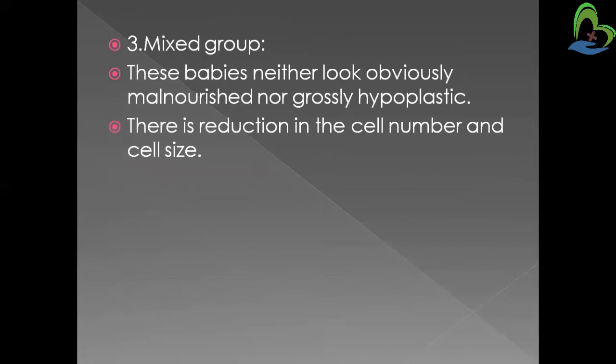Then third is the mixed group. Mixed group means there is a combination of both malnourished and hypoplastic. The babies in this mixed group neither look obviously malnourished nor grossly hypoplastic. Then there is reduction in the cell number and cell size. So in this mixed group, there is reduction in the cell number also and cell size also.